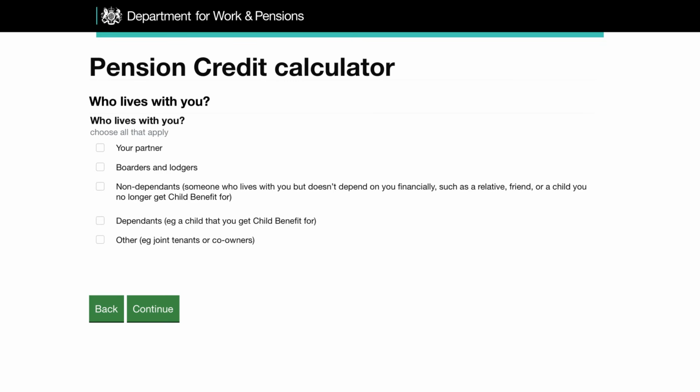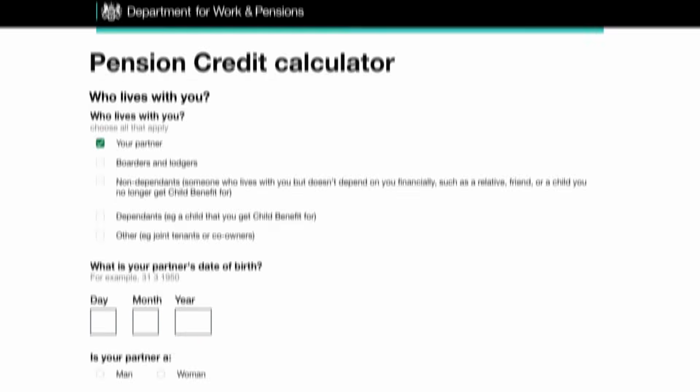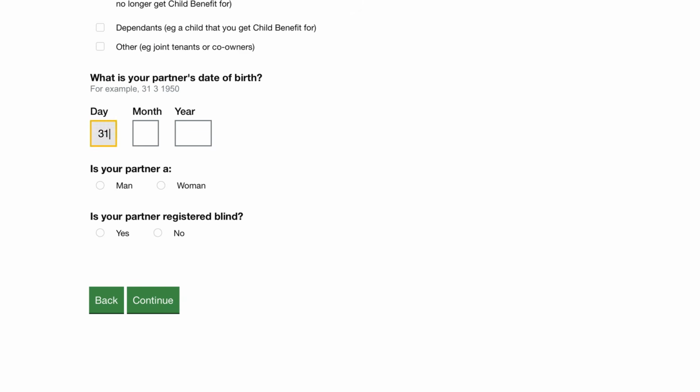Because Sajid selected that he does not live alone, the calculator asks who he lives with. Sajid selects that he lives with a partner. The calculator will now ask for details of his partner, Asiya. Sajid puts Asiya's date of birth, her gender, and selects that she is not registered blind. Sajid now moves to the Your Benefits section.